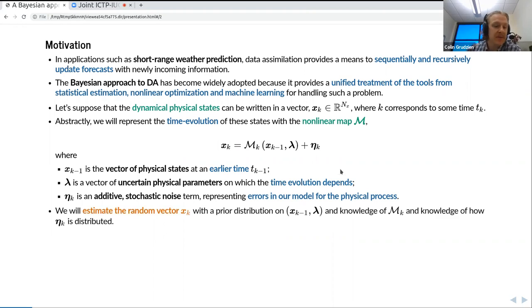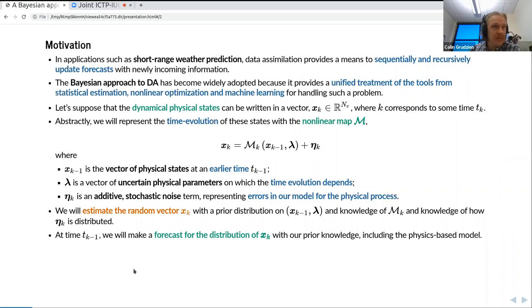And so the goal then is we want to actually estimate now the random vector xk having a prior distribution, so on the previous state and on now our vector parameters, and some knowledge again of the physical process. And well, we will not assume that we actually know what the model errors are, because of course, if we knew what the errors were, we'd just simply correct for this in our model itself. But we'll suppose without knowledge of how the error realizations are, we'll just suppose that we have knowledge of how they're distributed in general.